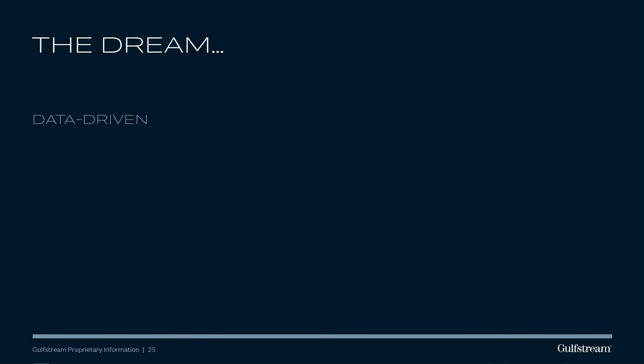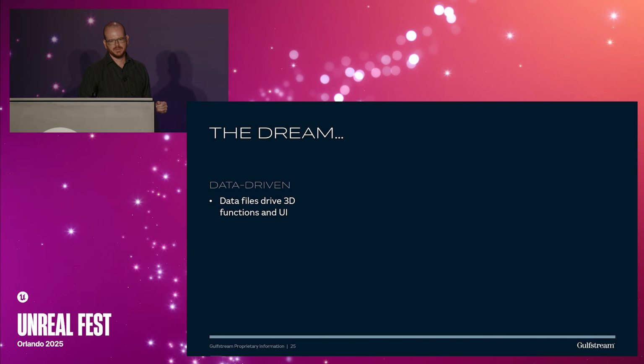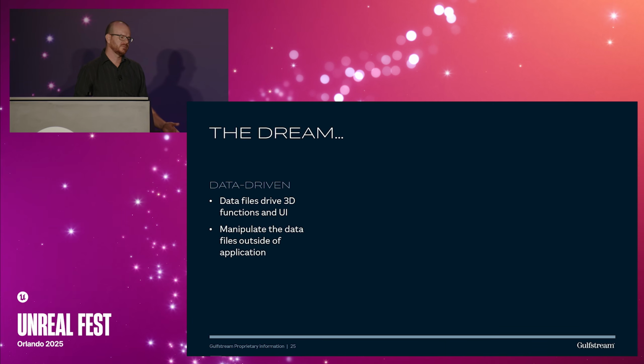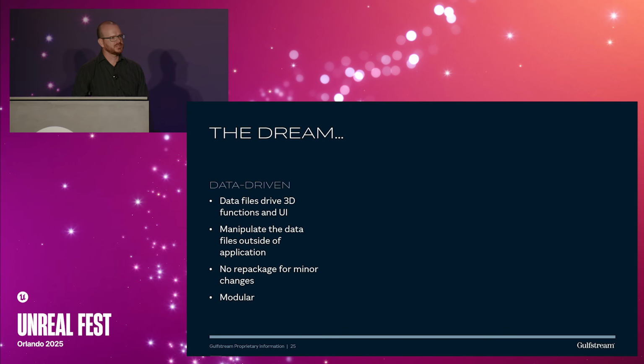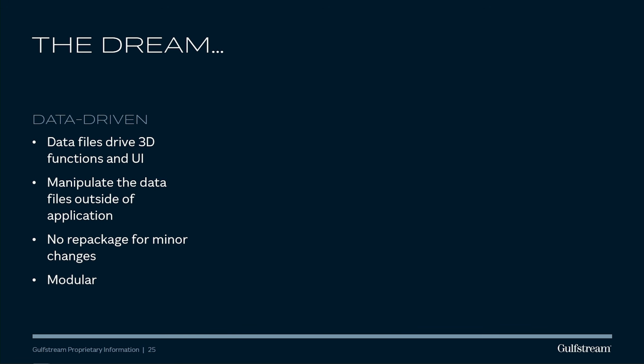So Cabin Creator 3.0, what were we wanting from this? First off, we wanted it to be data-driven, as per this talk here. What does that mean? We wanted data files to drive the 3D functions in the UI. So rather than having everything be hard-coded, we wanted everything to come from these data files. One of the other things we wanted is to be able to manipulate the data outside of the application. So rather than having to repackage every time we made a minor change, we want to be able to manipulate some of that without repackaging. And then we also wanted to make it more modular. So rather than having one blueprint, we wanted to separate everything into its own constituent parts.